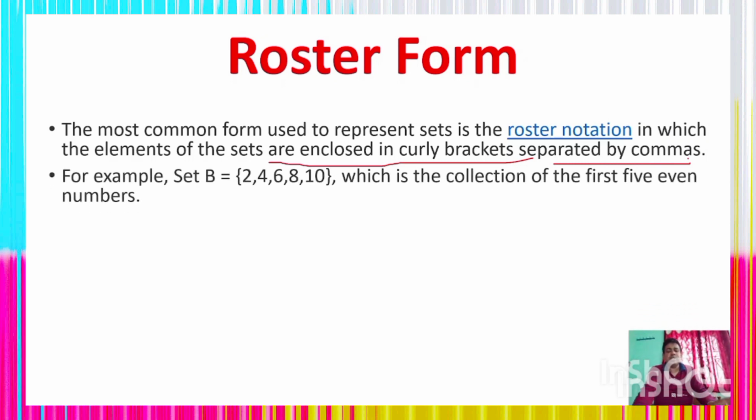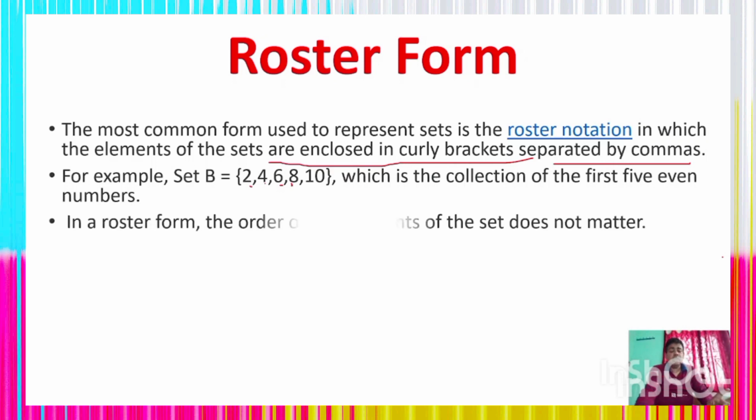For example, the set B. You see what kind of elements are there? Here you see 2, 4, 6, 8 and 10. These are the first 5 even natural numbers. So here it is in which form? Roster method. In the roster form, we have to write every element of the set clearly and distinctly.